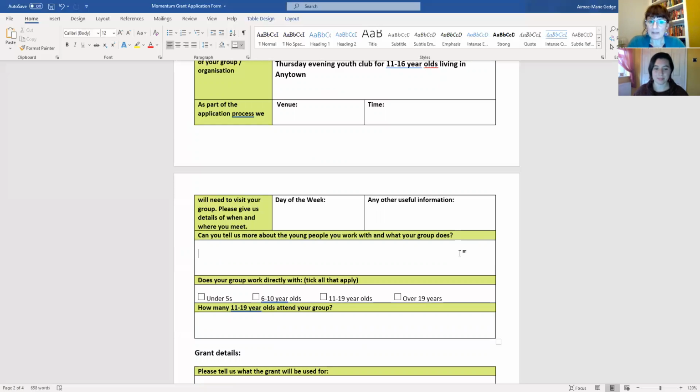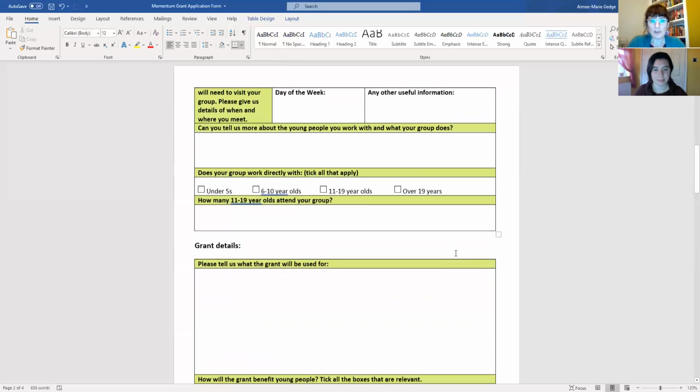The next bit, if you pretend we've filled in the bit about the young people you work with, is: what does your group do? This bit might be a bit confusing because, as most of you will know, these grants are for 11 to 19-year-olds. So you might wonder why we're asking if you work with under 5s. That's because you might be applying for a grant to work with your 11 to 19-year-olds, but it's really interesting and useful to know if you work with other age groups as well. It tells us a bit more about the work that you're doing and the group you run.